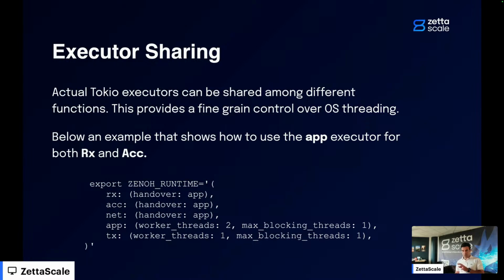The actual Tokio executor can be shared among different functions, and not only can be shared, but then you can decide how many worker threads and how many blocking threads each of these executors will have. So here you have an example of one of the minimal configurations you can use with Zenoh, where essentially you hand over the Rx, the acceptor, and the net to the application. You define the application executor with 2 worker threads and 1 blocking thread, and the TX 1 worker thread and 1 thread for blocking tasks.